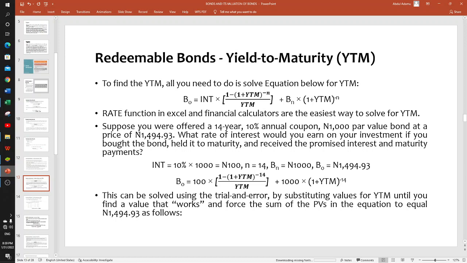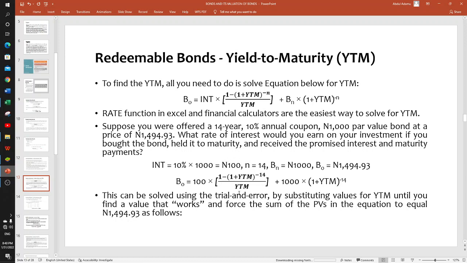So let's take this question. Suppose you were offered a 14-year 10% annual coupon bond. This is a coupon rate, not our yield to maturity. The par value is 1,000. This is the current price. What is the rate you will earn on this if you hold it to maturity? Don't forget, if you hold it to maturity, you'll be given the par value. So if you put this in the formula, the price today is 1493.93. Then the face value is 1,000. The only thing we don't have here is the required rate of return, or the yield to maturity. This can be solved using trial and error.